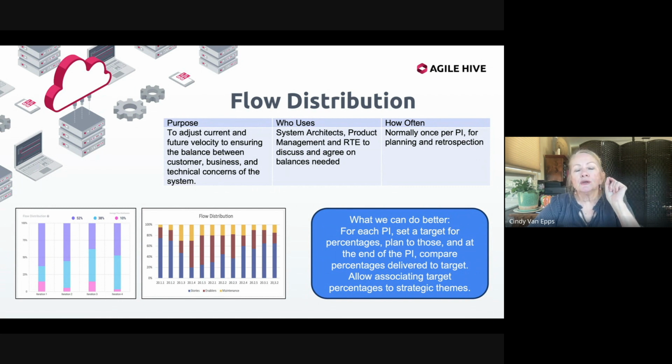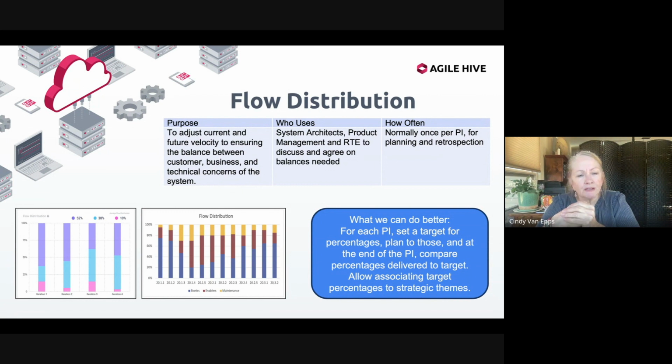And so who uses it? System architects to defend their enablers, product management to defend customer-facing features, release train engineers to represent maybe improvements in the processes gained from inspect and adapt and relentless improvement. So there's always this tension on how are we going to spend our capacity? What should we do? And it's normally done once per planning interval.